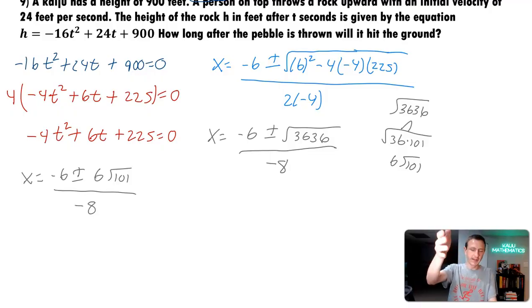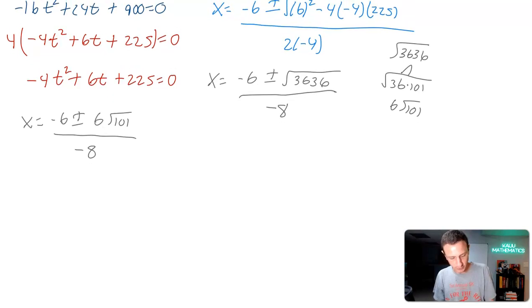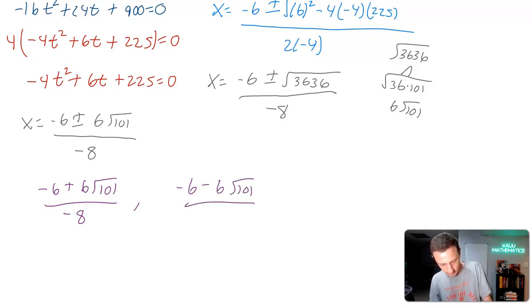And I know you could factor out a 2 from 6 and 6 because it simplifies with 8. But we're talking about a real life application here. We don't necessarily have to do that. We can just move on with the decimal values. So we're going to set up our two answers, negative 6 plus 6 square root 101 divided by negative 8. And then our other potential answer of negative 6 minus 6 square root 101 divided by negative 8.